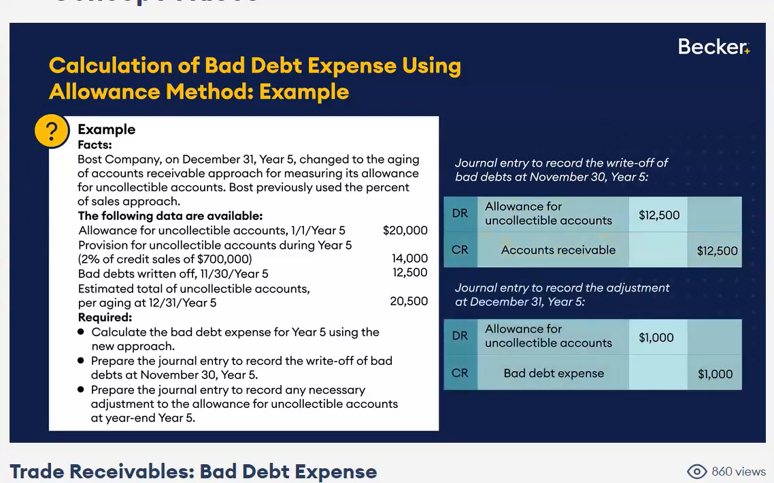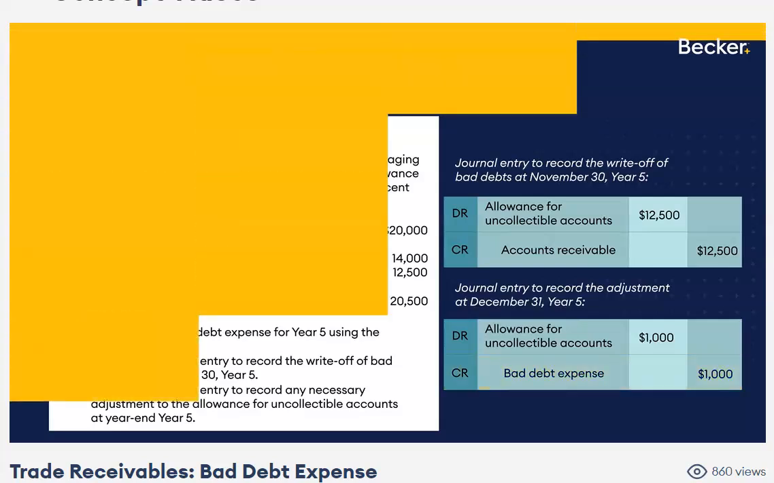Finally, it says, how do you record that $1,000 adjustment at period end? It's going to look a little funky because we're reducing the allowance, so it's actually going to be a debit to the allowance for doubtful accounts and a credit, because we need to reduce bad debt expense for the year by $1,000. So that responds to each of them.